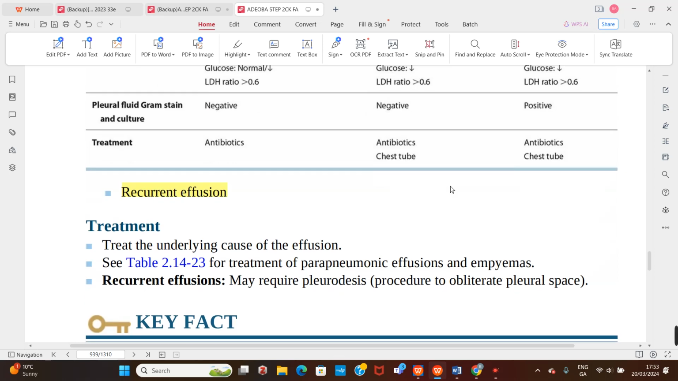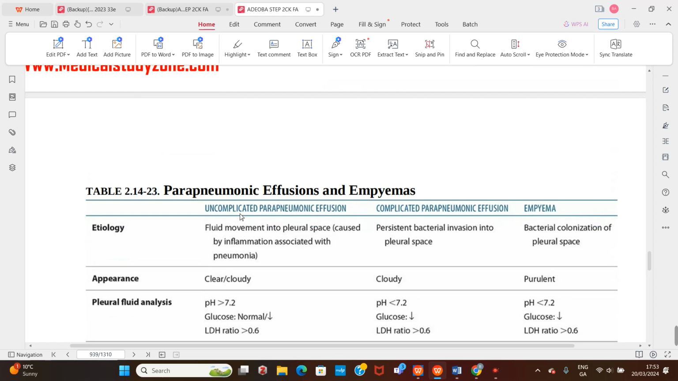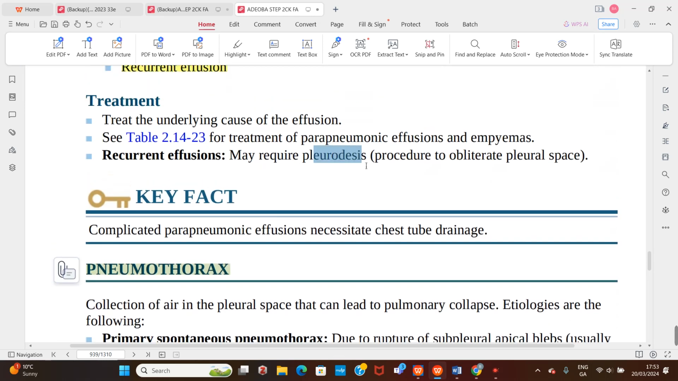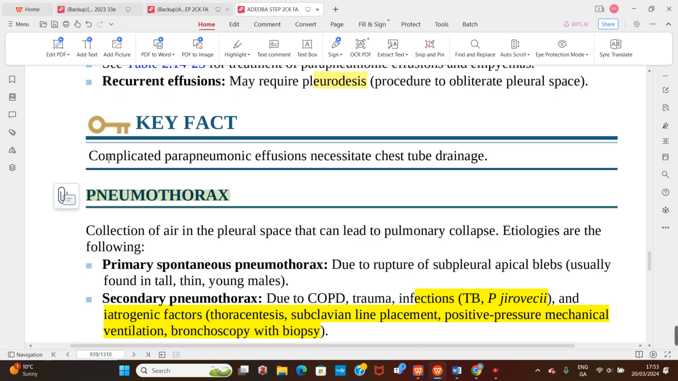So that's the modality of treatment. Recurrent effusion is also another complication aside these three. And what you have to do is to do pleurodesis. When it is recurrent, you obliterate that pleural space, you join them together so that there's no space again for fluid to be accumulating. So complicated parapneumonic effusions and empyema definitely require chest tube drainage with antibiotics cover.